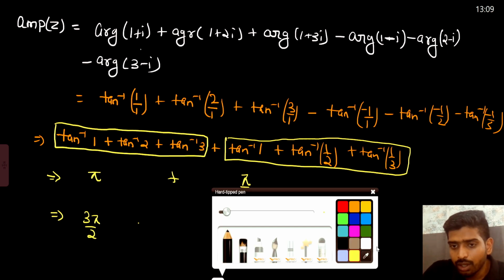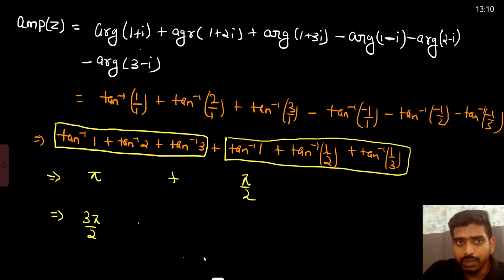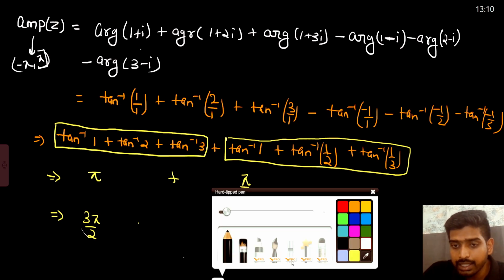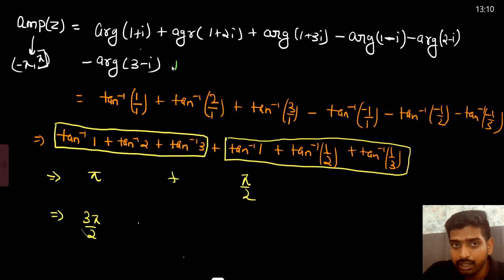Now, while teaching argument or amplitude, I told you they want the amplitude. Amplitude means the principal argument. The principal argument lies from minus pi to pi, that is, the interval (-pi, pi]. So it should lie in this range only. But this one is outside this range. So to bring it in this range, we'll take help of a correction factor. So we'll add 2n pi here, which is my correction factor.